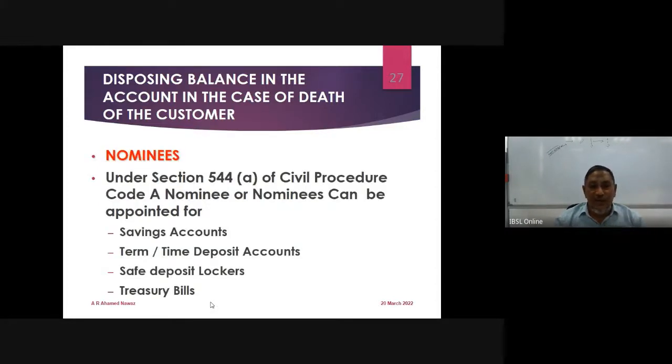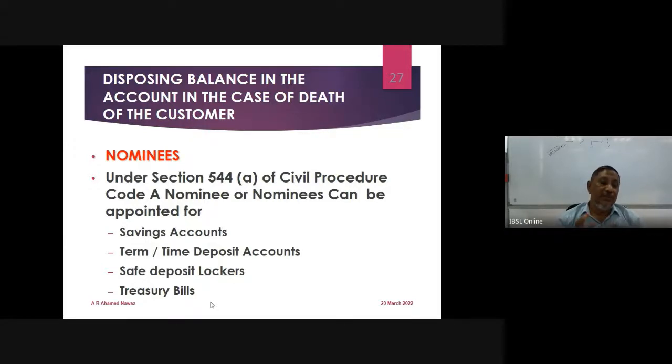According to section 544A of the Civil Procedure Code, a nominee or nominees can be appointed for savings accounts, term and time deposit accounts, safe deposit lockers, treasury bills, etc. When a nominee is appointed and the customer dies, there is no other procedure, very simple. If the nominee is a major, ask the nominee to produce the death certificate. That's all. Close the account and transfer the funds to the nominee against the death certificate and identification of the nominee. That's all. No other matter.